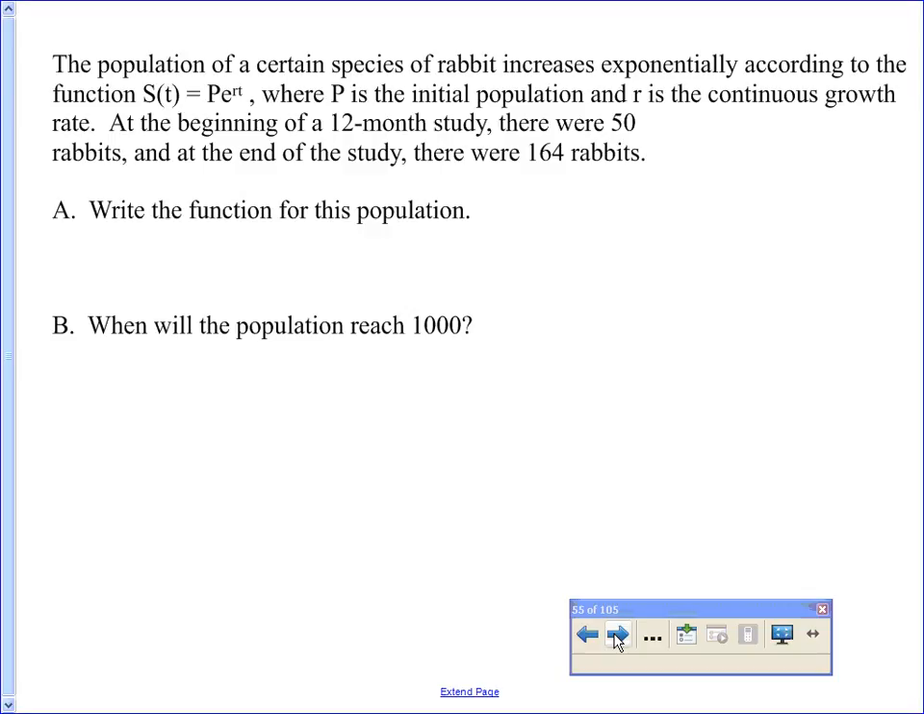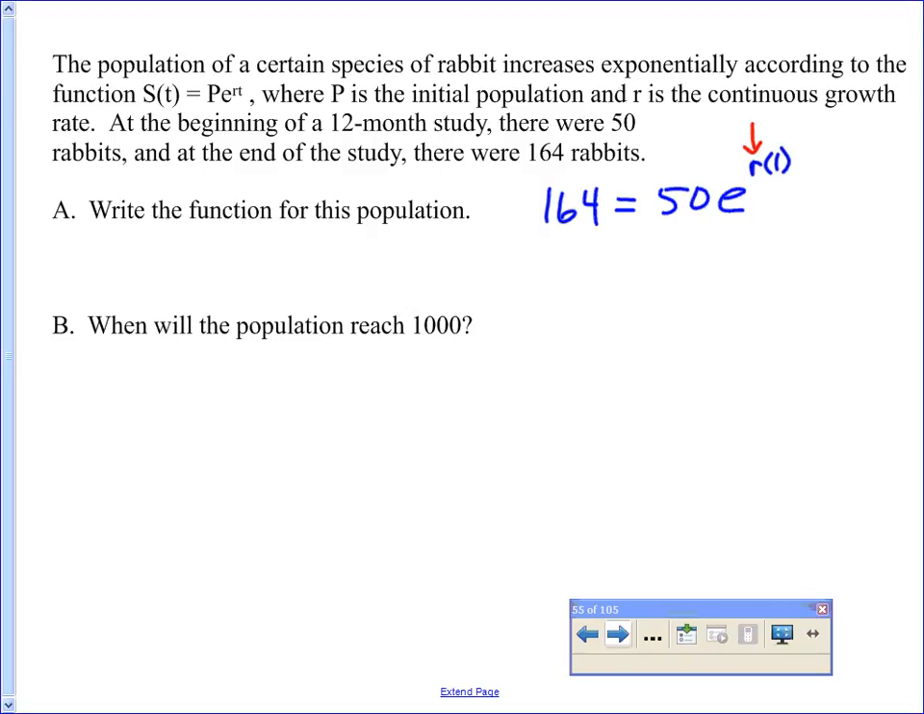And to write the function, you have to remember we ended up with 164 rabbits. We started with 50, which is our P. E, we don't know what the rate is, and this is after 12 months. So you could do one of two things. You could do the 1 year, or you could do this monthly and do the 12 months. And so let's go with time being 1 year. What we're trying to find here is the rate, the continuous growth rate. So that means we need to solve for that r that we have here.